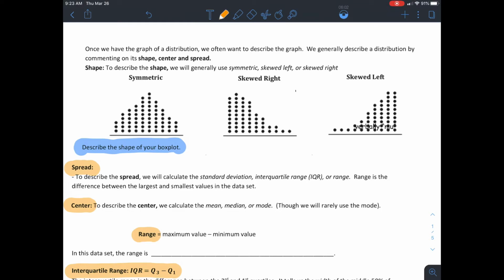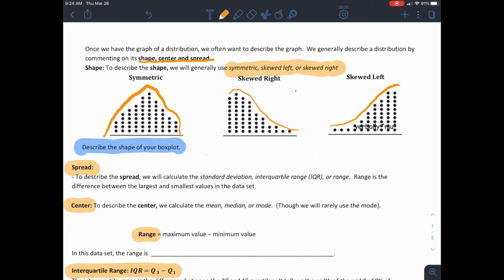Once we have the graph of a distribution, we often want to describe it. We generally describe a distribution by commenting on its shape, center, and spread. Shape. To describe the shape, we generally use symmetric, skewed left, or skewed right. Here's what symmetric looks like on a dot plot. Here's what skewed right looks like on a dot plot.